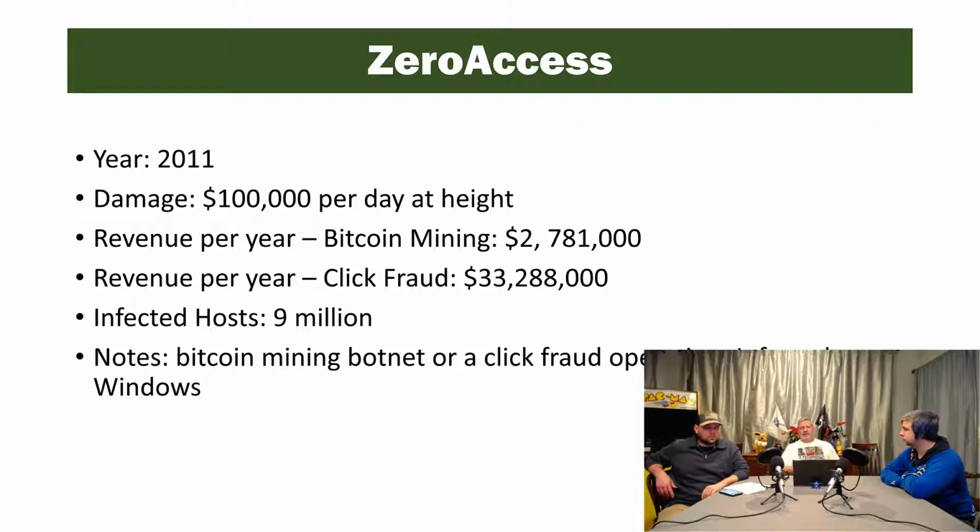And when we talk about Bitcoin mining, we use the processing power of a computer when it's sitting there to mine Bitcoins, do the calculations of the system. Click fraud is a little bit different. You can run a program that's going to click links for you. So if you're an affiliate where you get paid per click on a website, you can have one of these bots go out and click all your website links and get money for it. The revenue per year for Bitcoin mining was almost 2.8 million, and a little bit over 33,000 for click fraud.